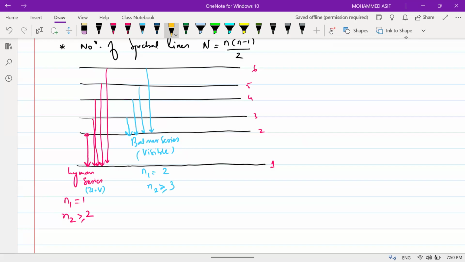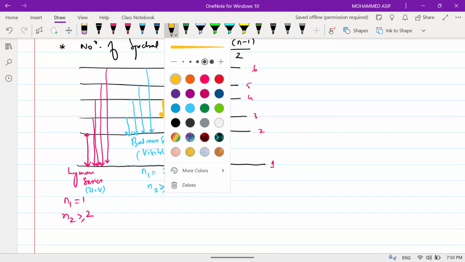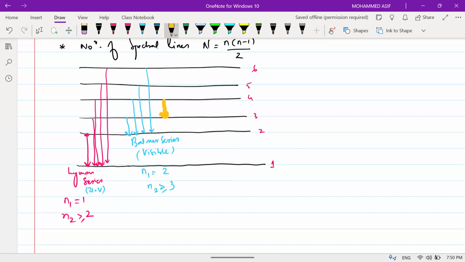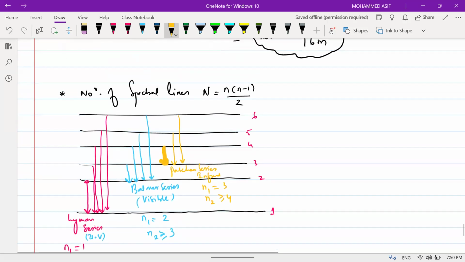If an electron is jumping from 4 to 3, and then 5 to 3, going on like this, which series will this be, beta? Paschen series. The Paschen series lies in which region? Infrared region. Tell me the n1 value. n1 will be equal to 3 and n2 will be greater than or equal to 4. Clear?